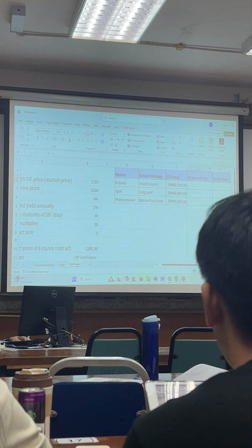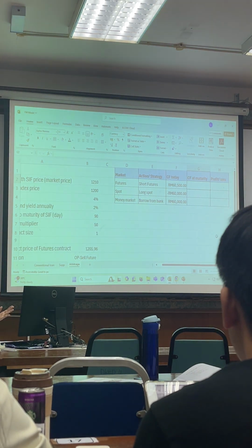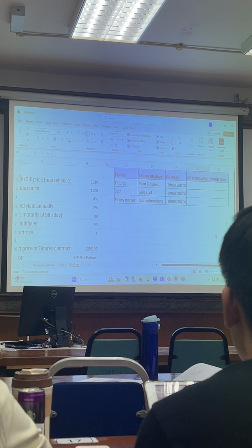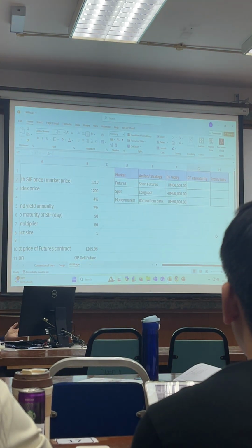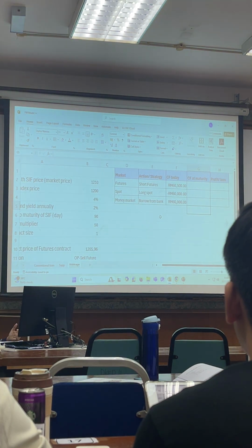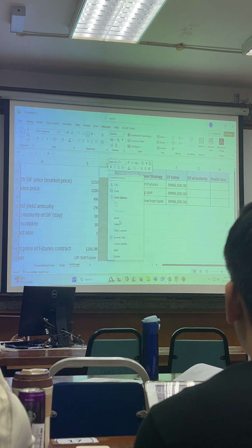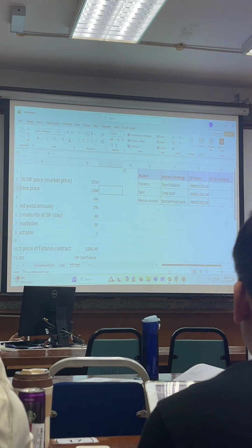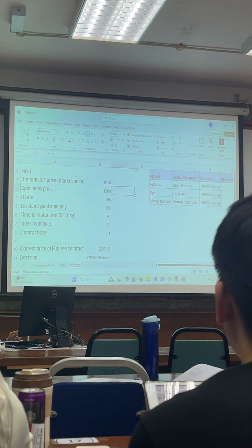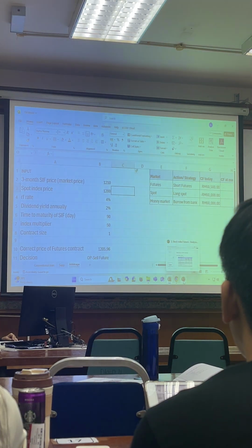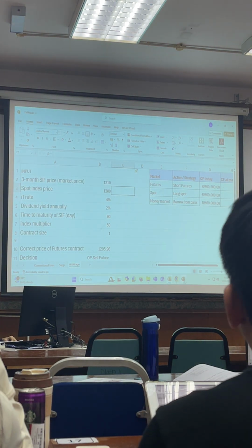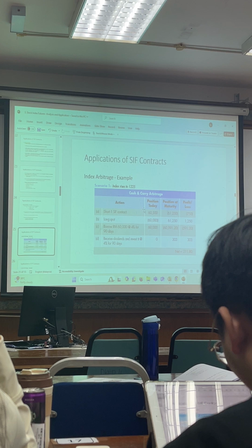So maturity here is based on the situation here. It will be after 3 months. So after 3 months, we assume that, remember when I said that the prices will converge together, right? Then we assume that all these prices will go. We can see that it's a scenario here. They give the situation here. That is what we call the scenario and situation.